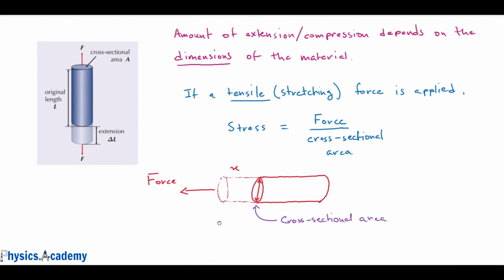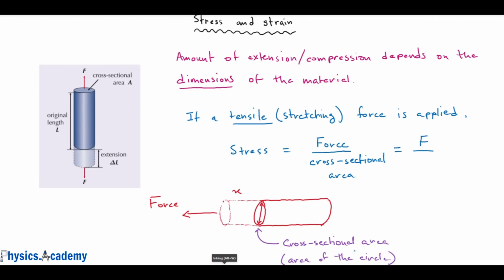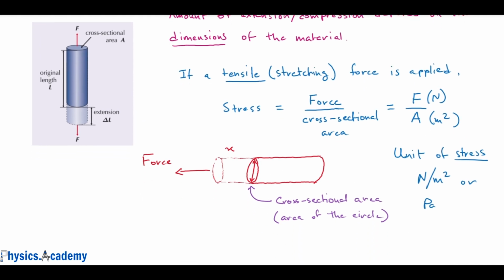So we can calculate the stress on this wire by dividing the force we are applying on the wire by the cross-sectional area. And we know we measure force in newtons and area is measured in meters squared. So the unit of stress becomes newtons per meter squared, which is equivalent to pascals as well. So from GCSE, you should know that pressure is also measured in pascals. So it does have the same unit as stress.